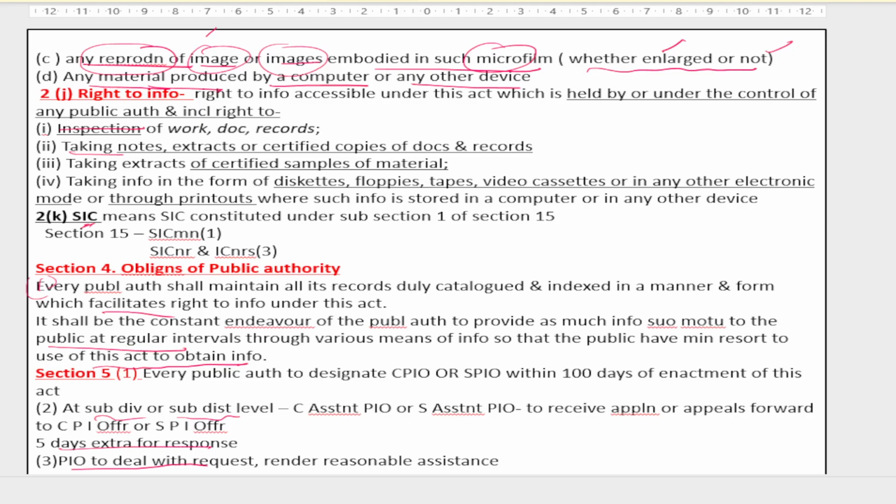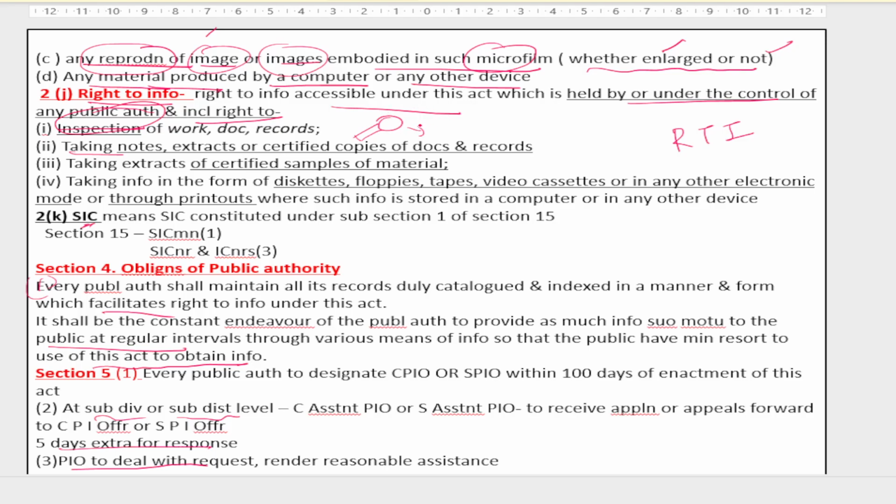Now we move to section 2J of the RTI Act. Section 2J is very important. It deals with what is right to information. So right to information accessible under this RTI Act, which is held by or under the control of public authority, and includes the right to inspection of works, documents and records.